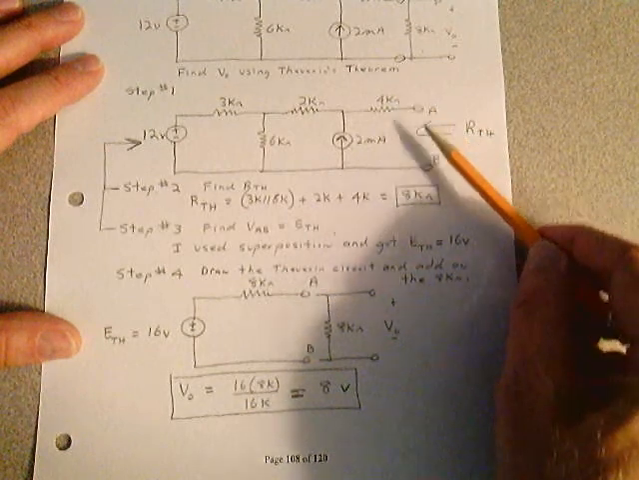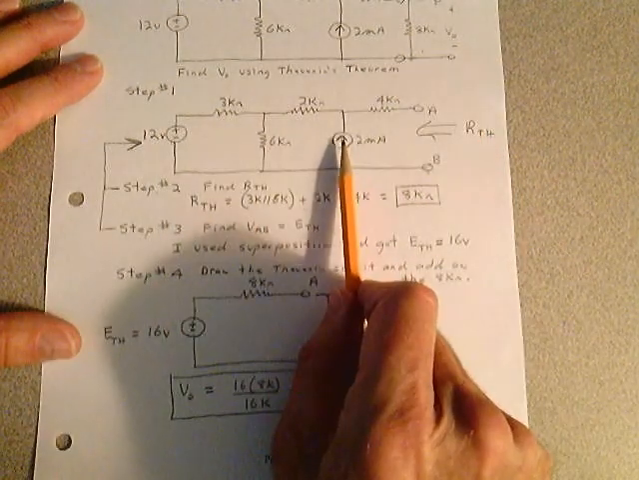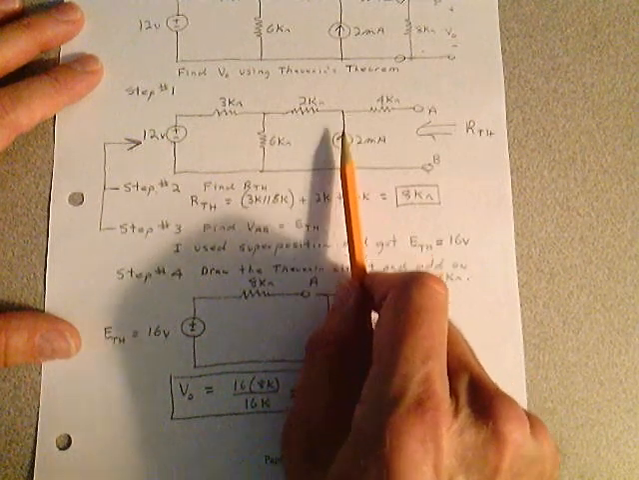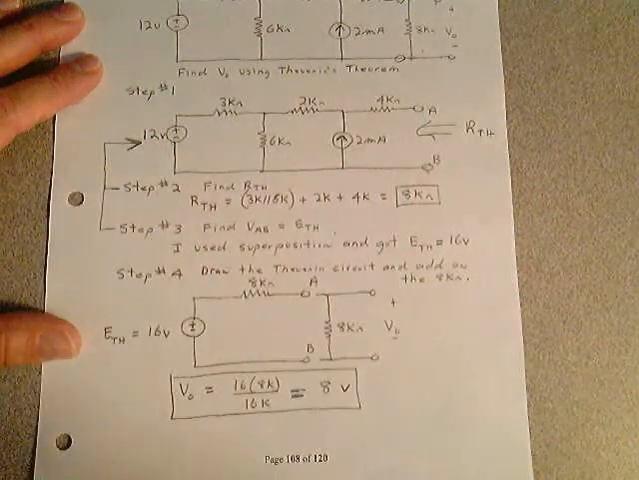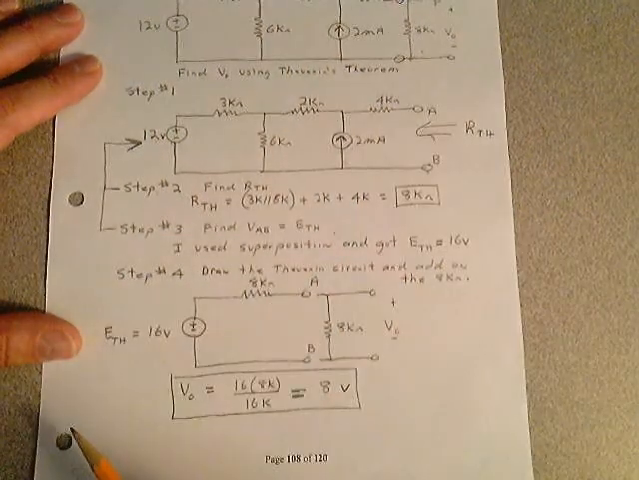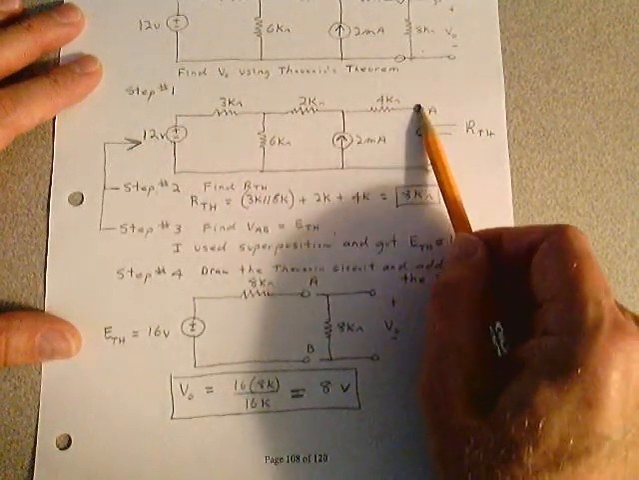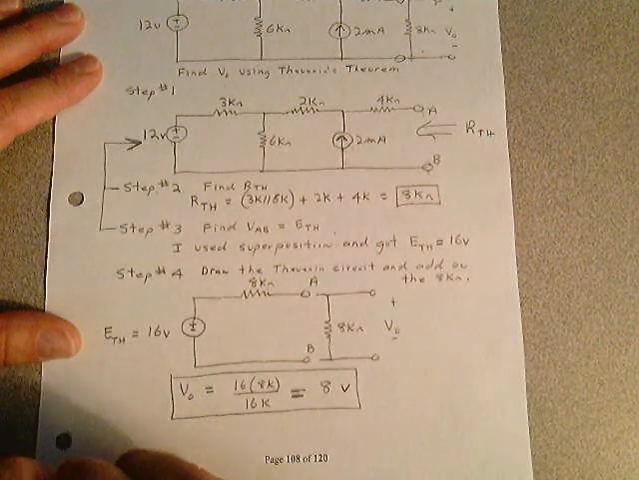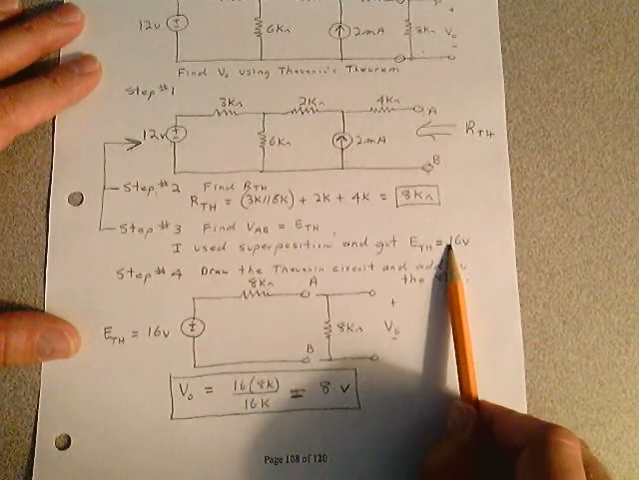How do I find the open circuit voltage here? I use superposition. I reduce this to 0. How do you reduce this to 0? You open it, and I ended up with E Thevenin prime based on the 12 volt source. What does it produce out there? And then I shorted this, put this in the circuit, found E Thevenin double prime, found that open circuit voltage there. When I added them together, I got 16 volts.